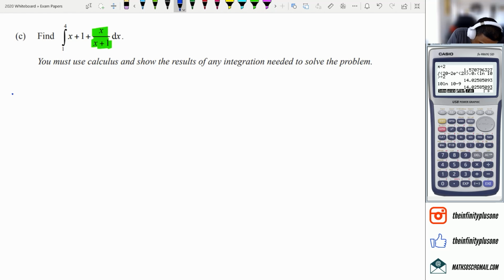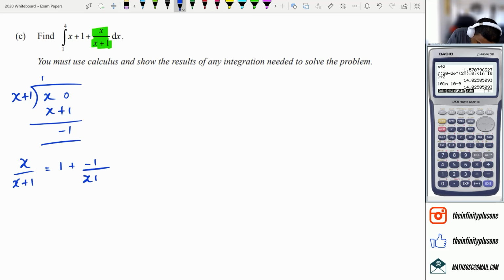If I was to use long division, I would do something like this: x plus 1 into x, multiply that by 1, so I get x plus 1, and x minus x is 0, 0 minus 1 is negative 1. So x over x plus 1 could be written as 1 plus negative 1 over x plus 1. I can replace x over x plus 1 with 1 plus negative 1 over x plus 1. That is one way of doing this.